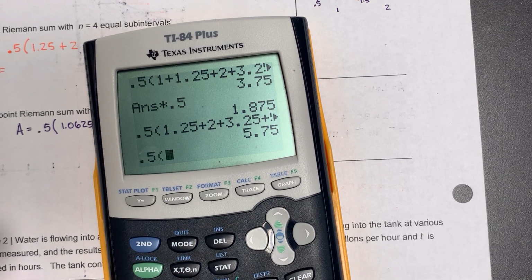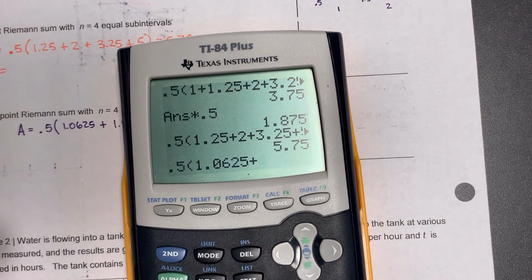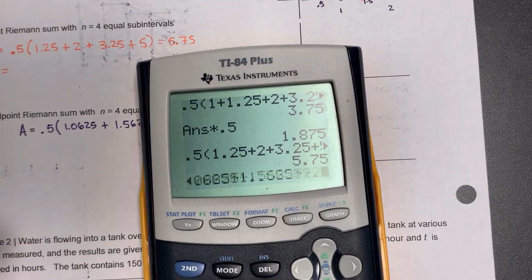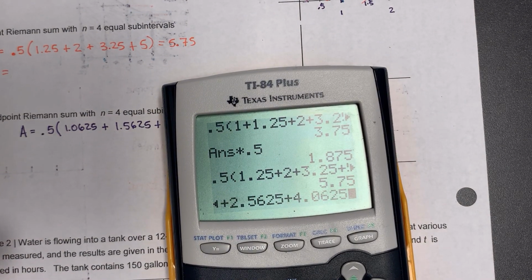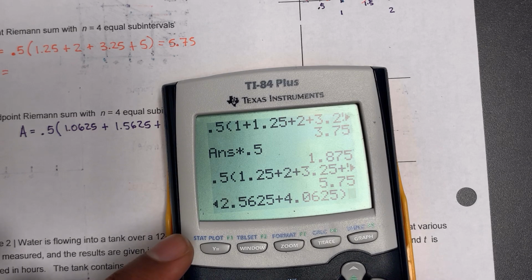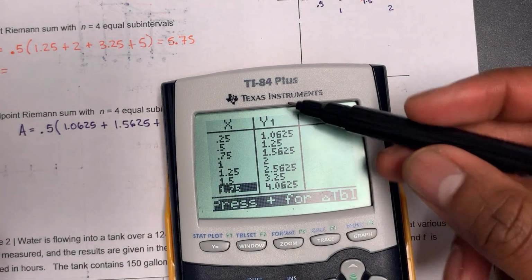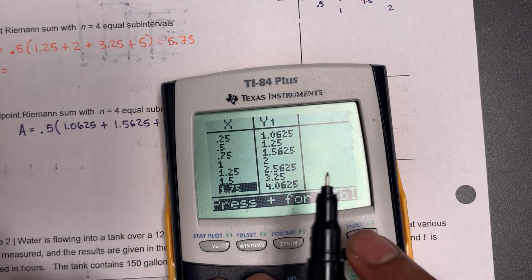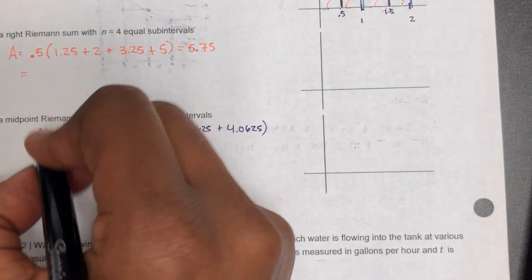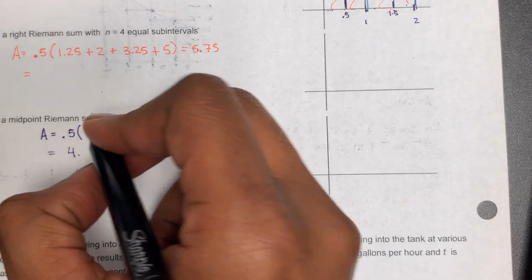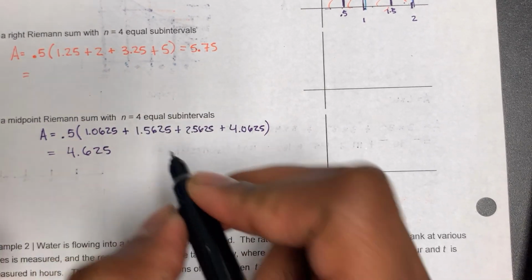So 0.5 times 1.0625 plus 1.5625 plus 2.5625 plus 4.0625. Make sure I have all these values correct. 1.0625. Okay. We end up with an area of 4.625.